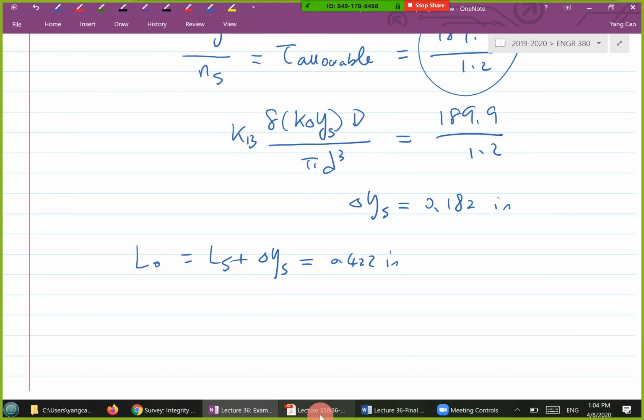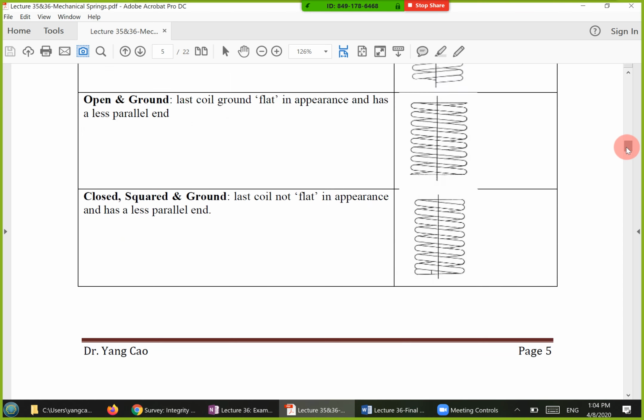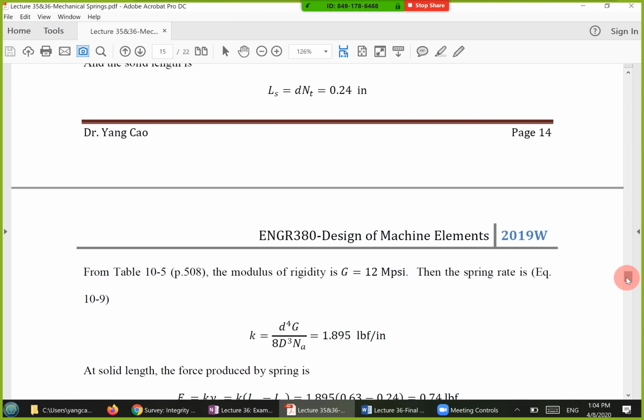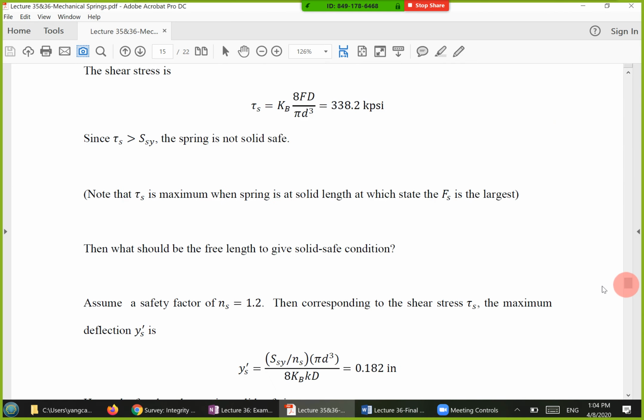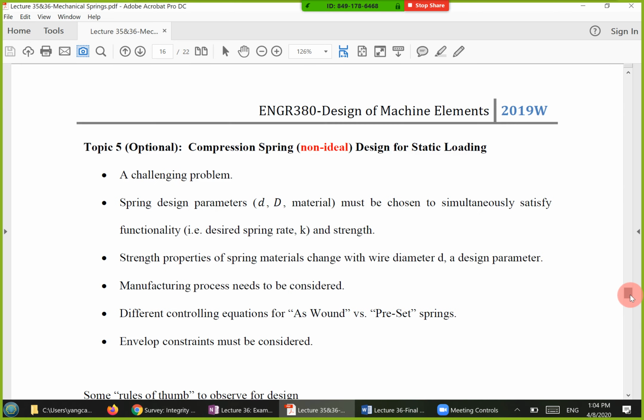So I think I'm going to stop here now. This is basically all the exam required content up to this stage. On the mechanical spring, I do have a few sections on fatigue loading, and also non-ideal spring. So you can take a look at the lecture notes for your own interest.